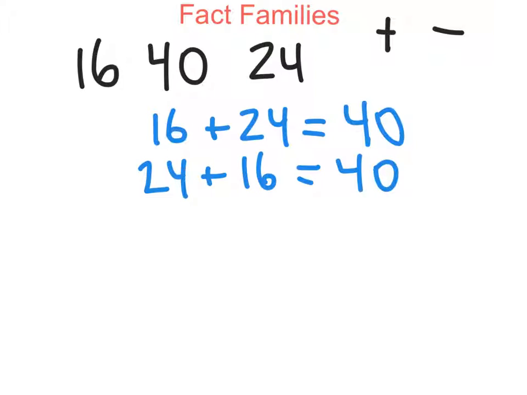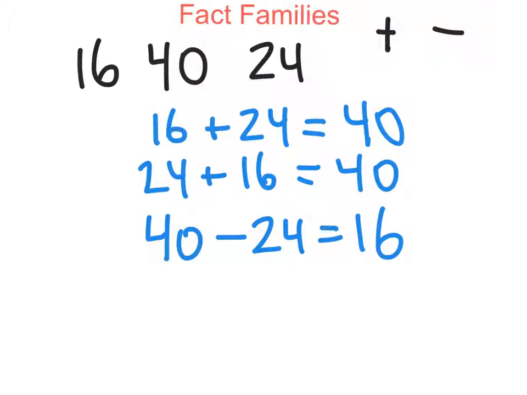Now to stay with my family, I can write 2 subtraction ones. What number do you think I need at the start of my subtraction? I need the biggest number, which is 40. 40 minus 24 equals 16. And I could write that another way. 40 minus 16 equals 24.